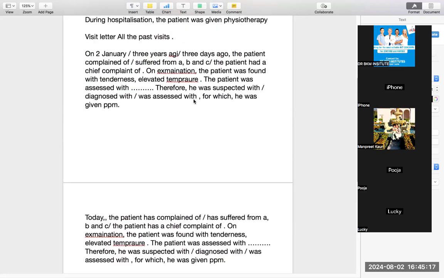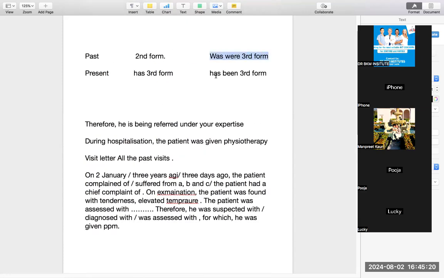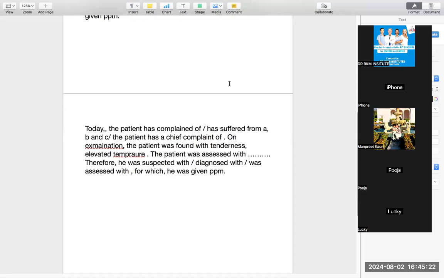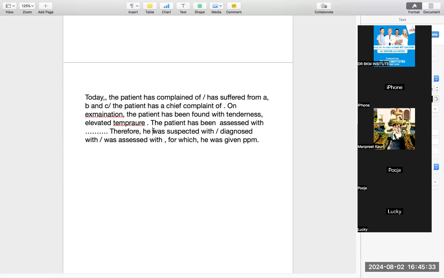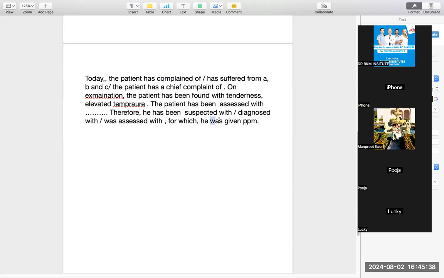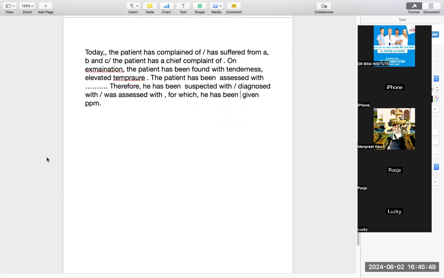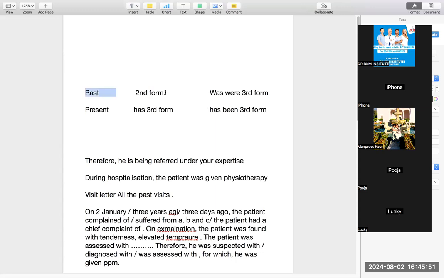And when you are using the passive form, was plus third form is converted into has been plus third form. So on examination, the patient has been found with. Therefore, he has been assessed with. He has been suspected with, for which he has been given paracetamol. These are the only two tenses which you have to learn in OET. Again, coming back to the thing: second form, past, and was/were third form, passive.